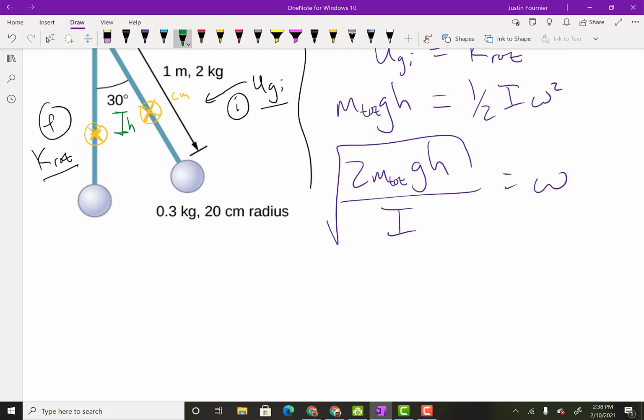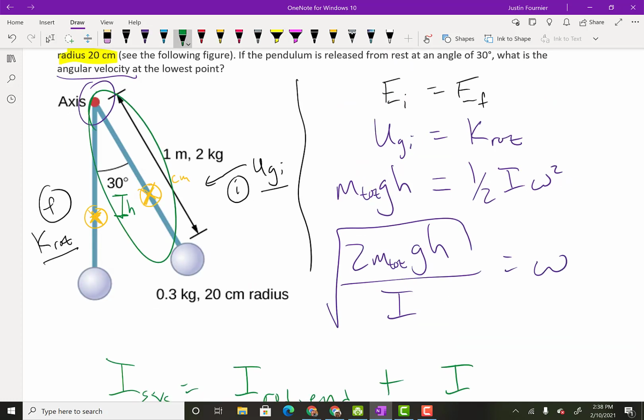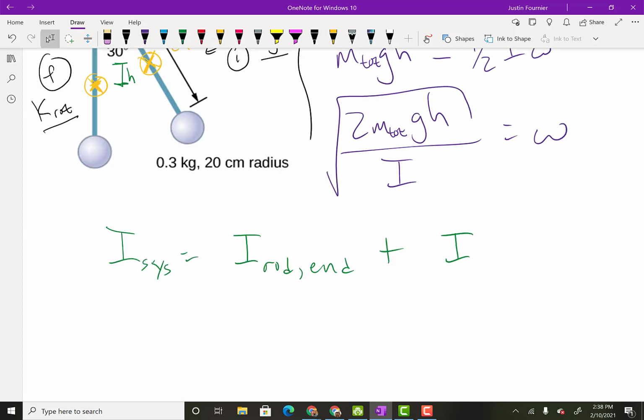So if I want the total moment of inertia of this whole system, it's going to be the moment of inertia of a rod about its end, plus the moment of inertia, because the rod here is about its end right here, plus the moment of inertia of a point mass, which is this thing here.